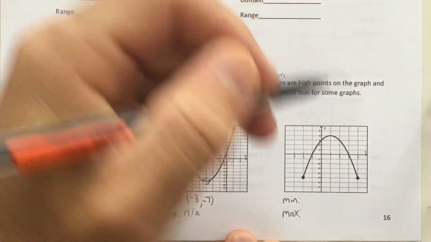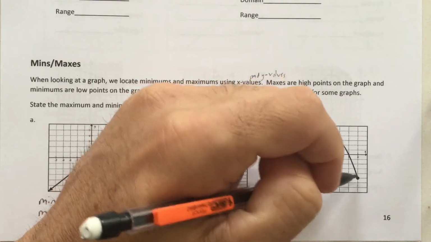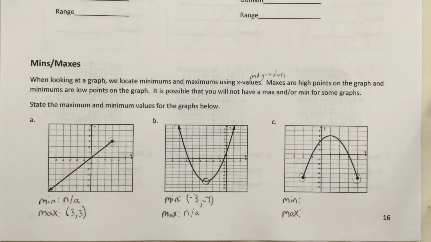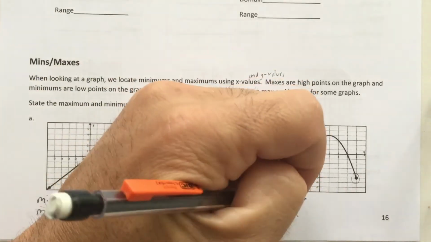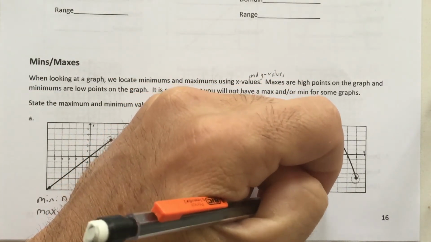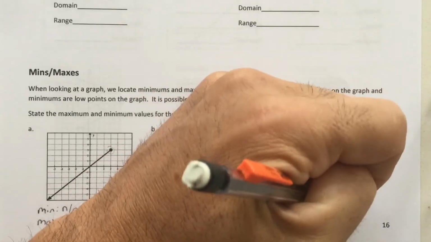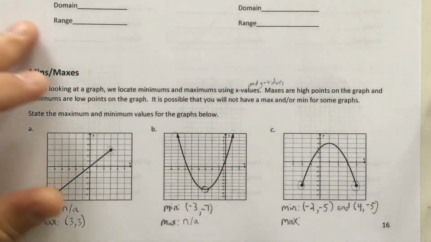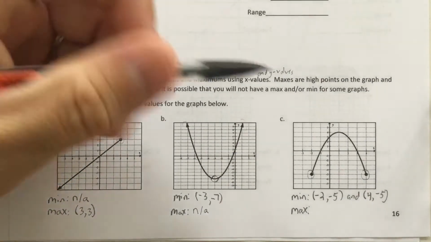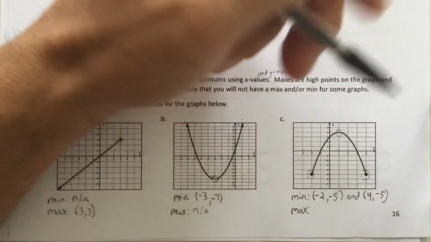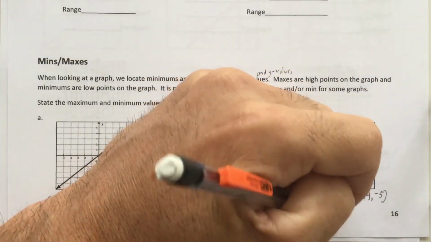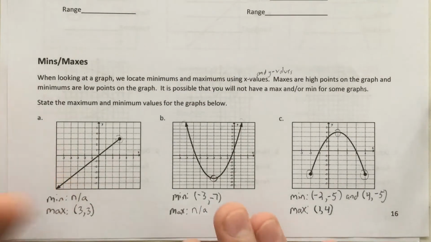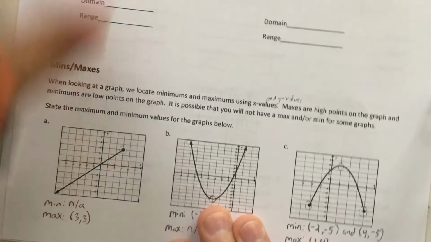And again, our mins are low points. And if you notice, these are both low points right there, and they are equally low. So in this case, we're actually going to have two minimums: a minimum at (-2, -5), and also at (4, -5). And then in terms of our maximum, it's a high point. So the highest the graph goes is right here, which would be (1, 4). All right, so that's mins and maxes. Basically, you're just looking for high points and low points.